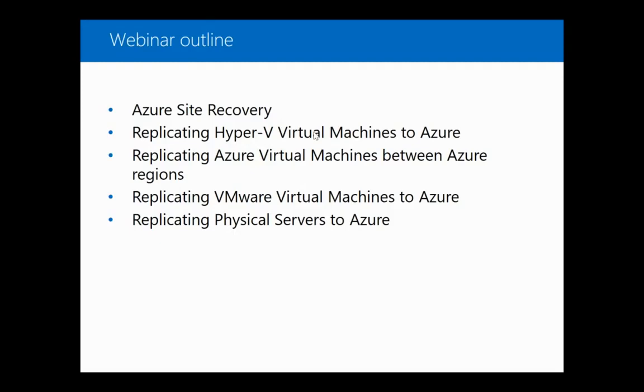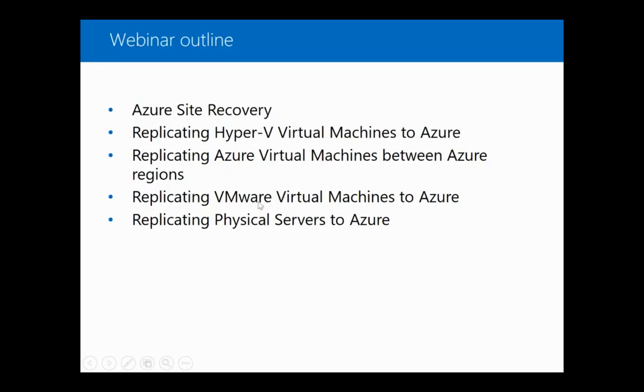If your virtual machines are on Azure, of course Microsoft gives you a set of SLAs, but it doesn't mean that it is completely Microsoft's responsibility to take care of the virtual machine's high availability. That's why, if you are putting any virtual machines on Azure and it's a highly important machine, you need to make sure you take a DR for the virtual machine. So we will cover replicating Azure virtual machines from one region to another.